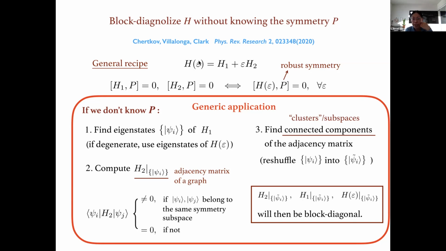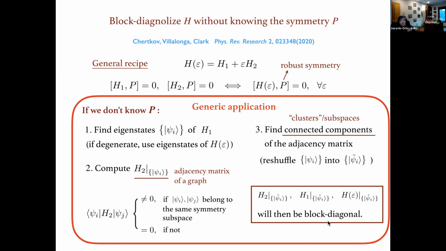If a Hamiltonian turns out to be numerically block diagonalizable following this recipe, then you know that there is some hidden symmetry. Although from the beginning to end, you never use the explicit form of the symmetry and you don't even know its existence.